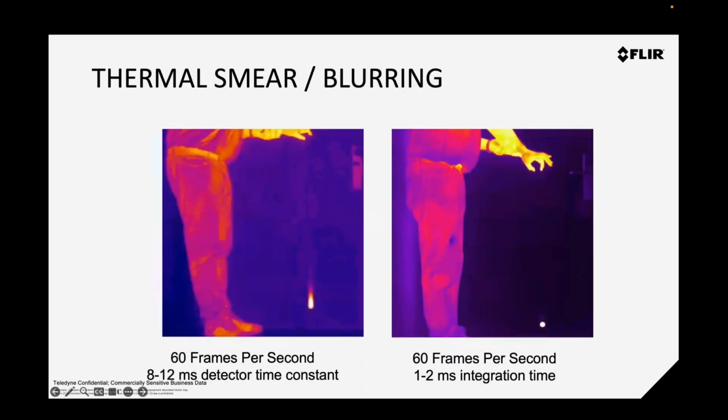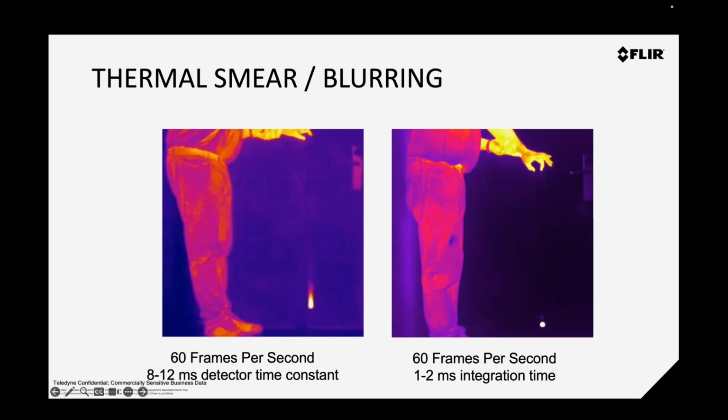So here's another example of thermal smear and blurring. Some of you may have seen this imagery before, but if not, it's actually a capture of a heated and dropped golf ball. And as in the other images here, we have a similar resolution cooled versus bolometer detector. Both of them are running at 60 hertz. And on the left, the bolometer image is clearly smearing due to the speed of the ball versus the speed of the camera. But on the right, you get a crisp image.